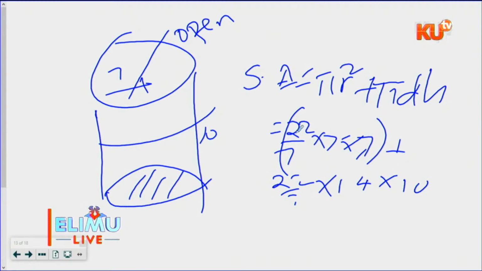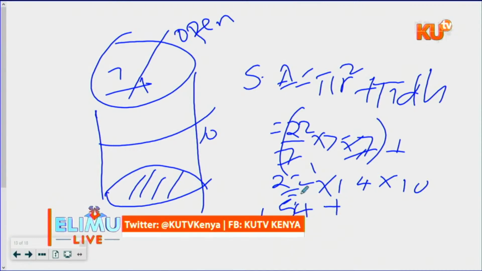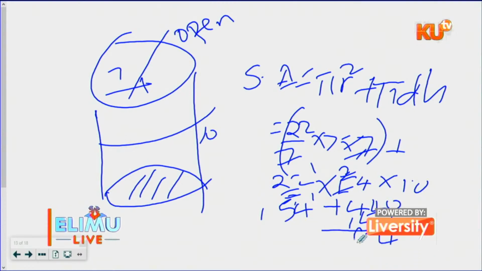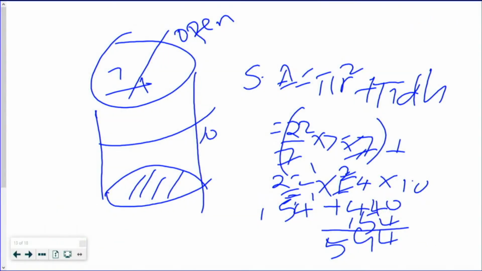So we simplify by cancellation. Here 1, here 1. So 7 times 22 is 154. Plus, for this one, 7 here 1, 7 here 2. 22 times 2 is 44. 44 times 10 is 440. So we put these two together. Here 44. So here 4, 9, 5, 96. That is when it is open.